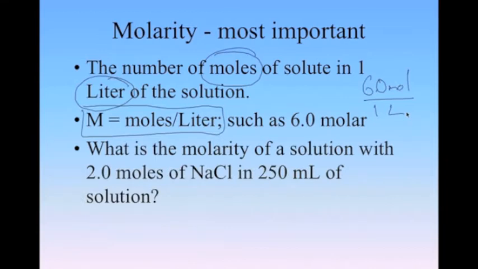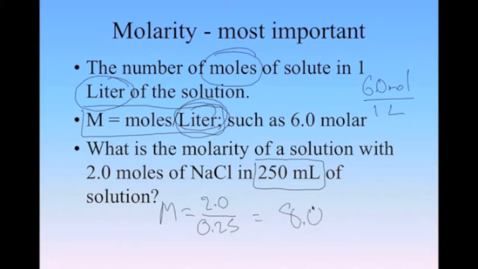Now let's do an example. It says, what is the molarity of a solution with 2.0 moles of NaCl and 250 milliliters of the solution? So we would take this here. We know that our molarity, big M, equals moles, which we have 2.0, all divided by 250 milliliters, which we know we can't use milliliters, we have to use liters. So we go ahead and divide by 1,000, and we will get 0.25. And we go ahead and divide this out, and we should get 8.0 molar, or big M, molar solution.